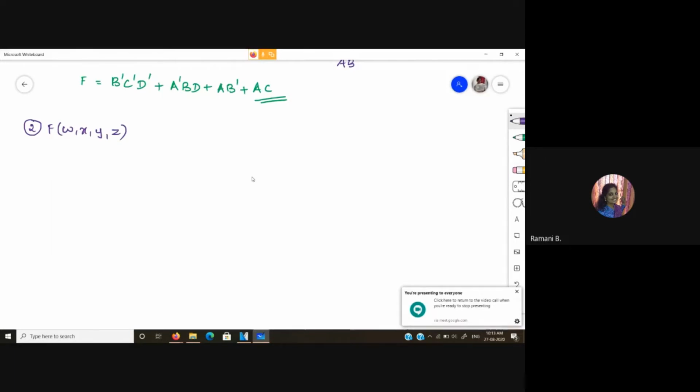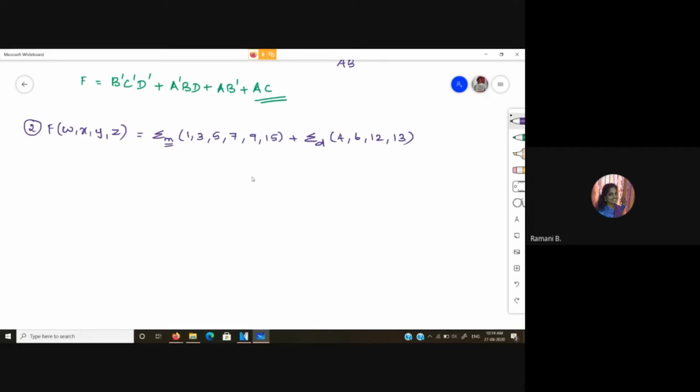So for the second example, let us have f of w x y z equal to, let the minterms be 1, 3, 5, 7, 9 and 15, and the don't cares be 4, 6, 12 and 13. So here, in some cases, near the summation symbol, they will give you the notation M to indicate that they are minterms and the D symbol for the don't cares. In some cases, they will straight away write the expression as f of w x y z is summation of all these minterms, and D of w x y z is 4, 6, 12 and 13. Likewise, they will give. It is just different notations. That's all.